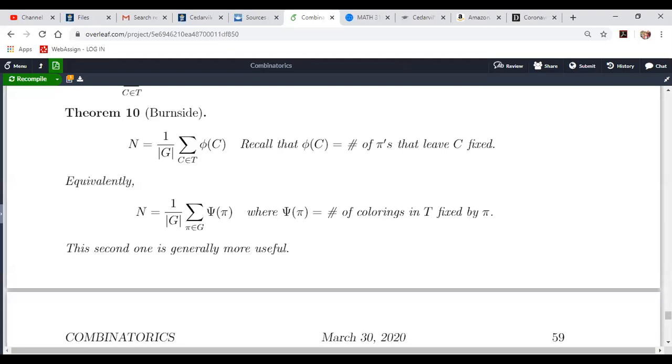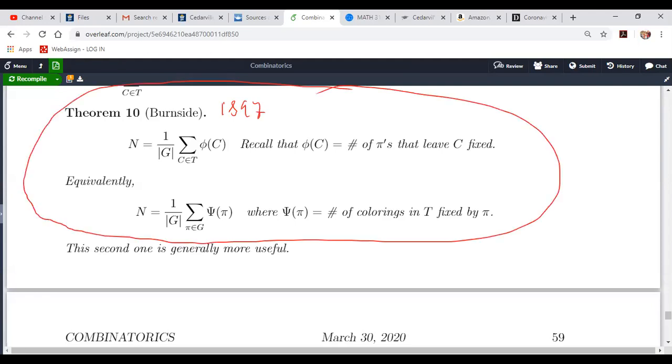And so here we are. This is Burnside's theorem. This thing was proved in 1897, so it's a fairly old result. And here it is right here in all of its glory. We've proved it completely.